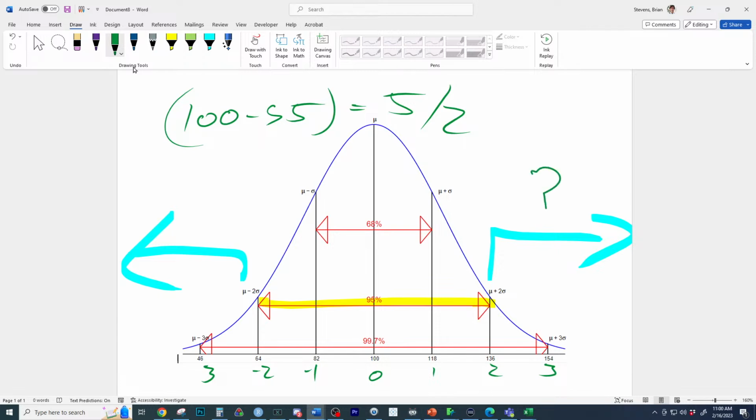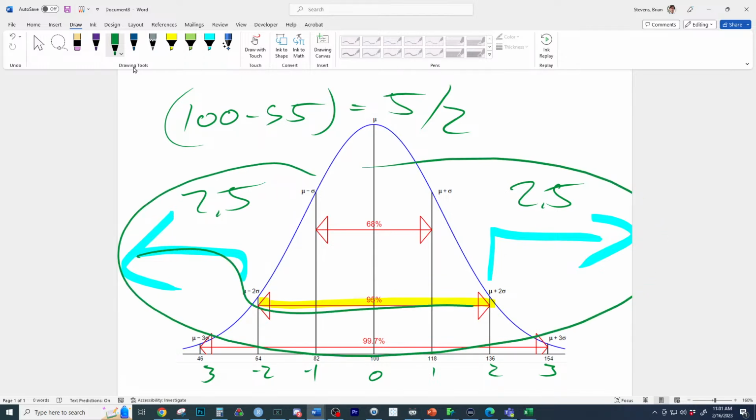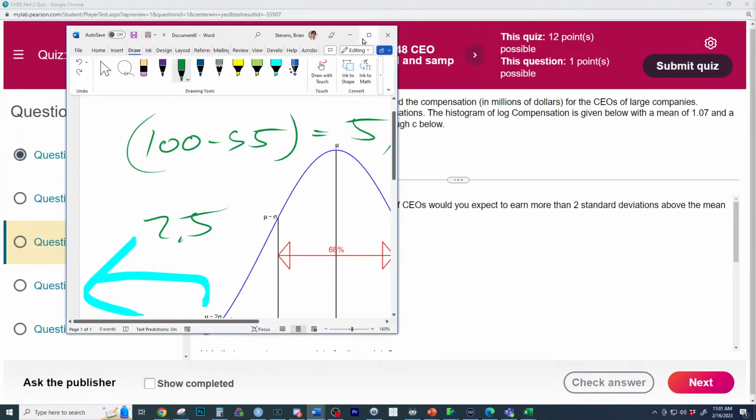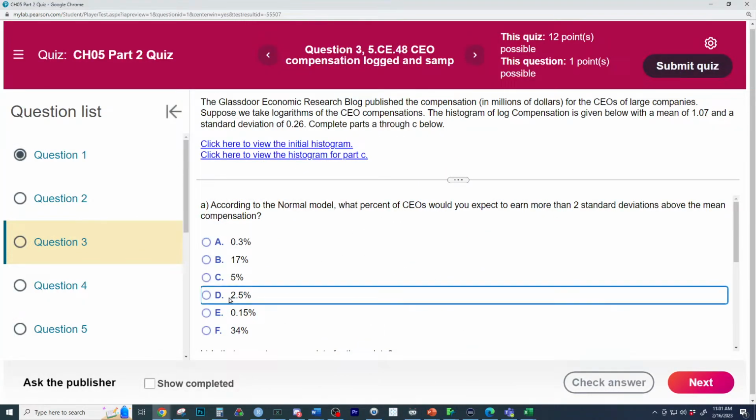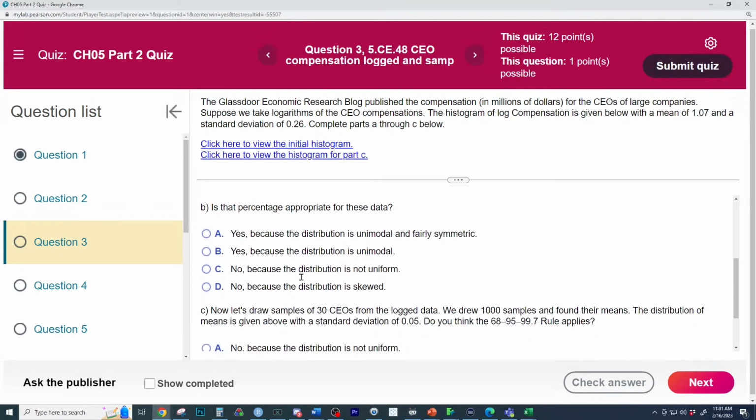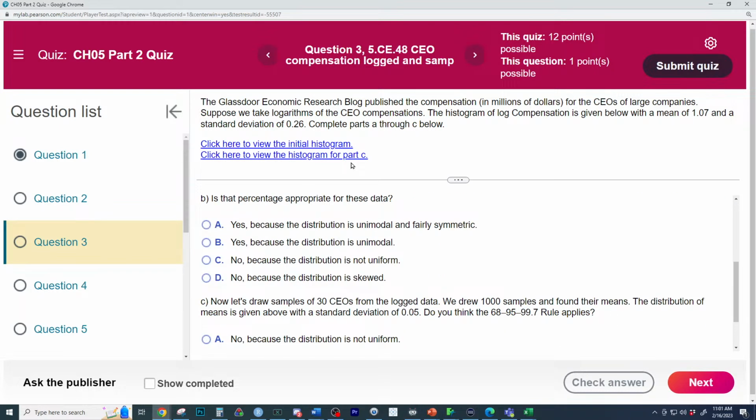So what is this arrow worth right here? 2.5. Great job. And you've got it right if you add up across the arrows and they add up to 100, because you've gone through the whole curve right there. So it is 2.5. Is the percent appropriate for these data?